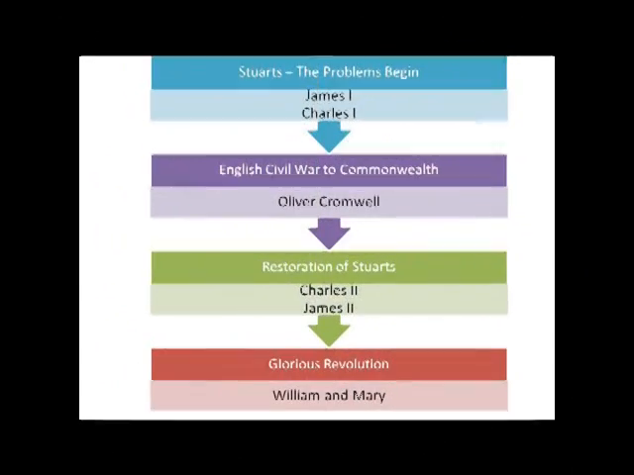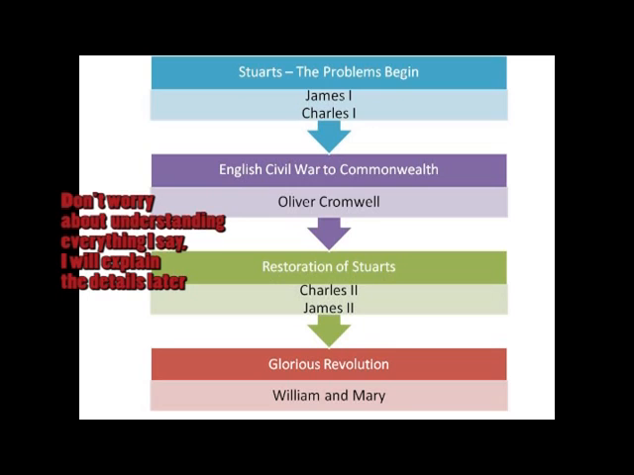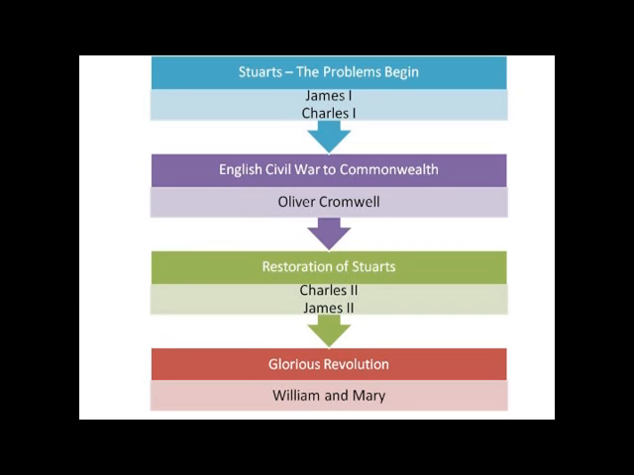The Brits had a messy road to constitutionality. You should really write this chart down because it'll help you understand all these events. So we start off with the Stuarts, who are going to take the throne after Elizabeth. So we start with James the First and Charles the First. And then there's going to be the English Civil War between Charles the First's forces and Cromwell's forces. And Cromwell's going to win.